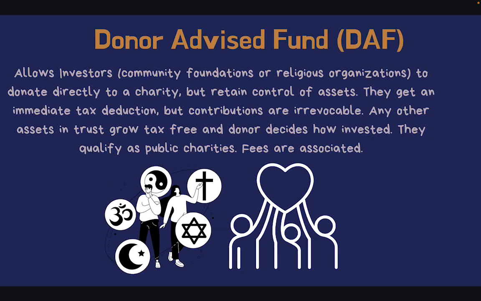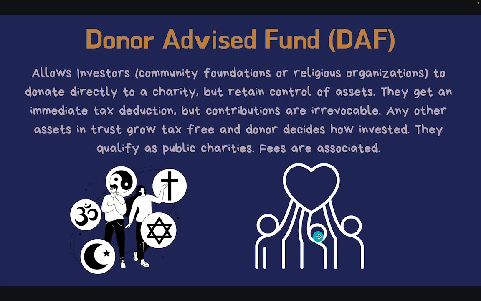Donor advised fund. This allows investors, like community foundations or religious organizations, to donate directly to a charity but to retain control of the assets. They get an immediate tax deduction, but the contributions are irrevocable. Okay, so this is an irrevocable trust. Any other assets in the trust grow tax-free, and then the donor decides how to invest.